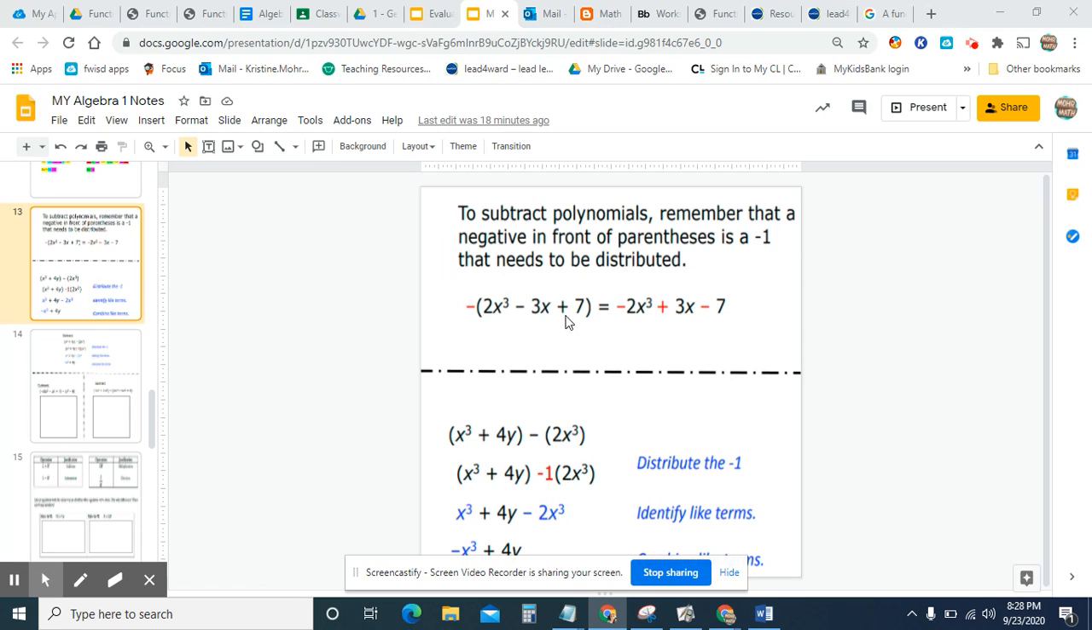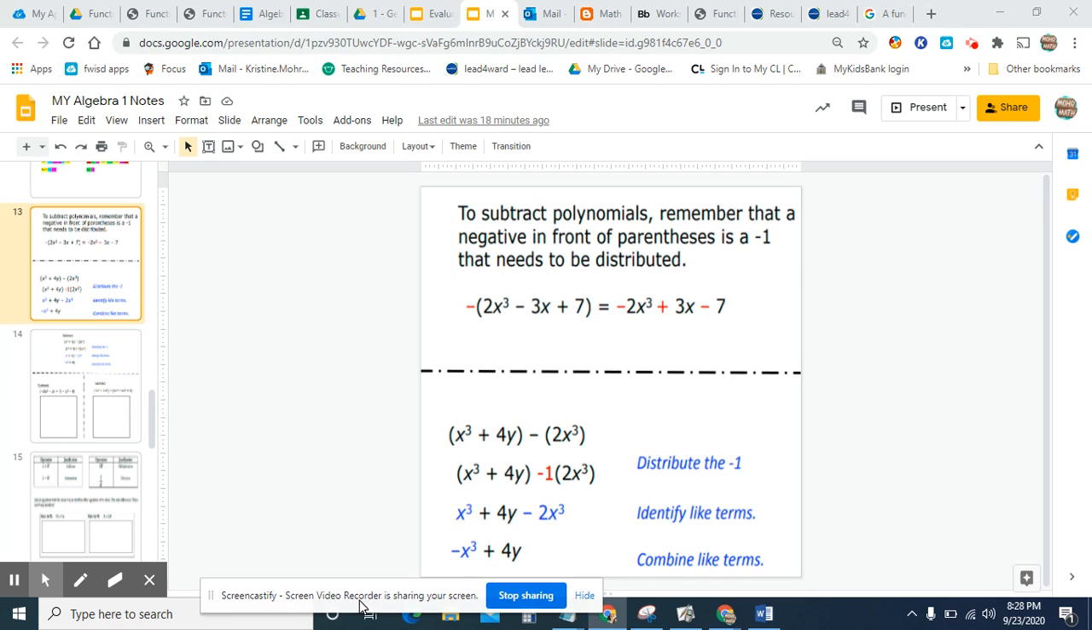So you can also just note that every one of their signs is the opposite. This 2 was positive and now it's negative. The 3 was negative, now it's positive. 7 was positive, but now it's negative. So we're going to do essentially that and then combine our like terms to subtract.